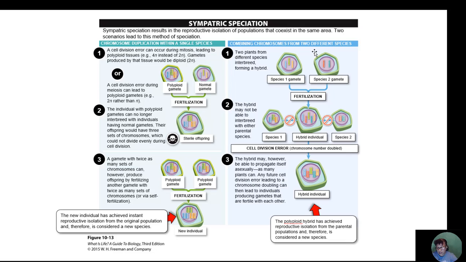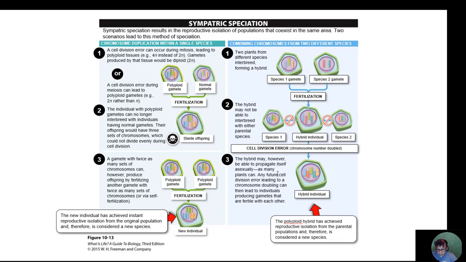When we look at another way that it can happen, here we have combining chromosomes from 2 different species. So 2 plants from different species interbreed, they form this hybrid, okay? Take a look at our chromosomes here. We have gamete 1, gamete 2, fertilizes, we get this hybrid individual. Now, the hybrid may not be able to interbreed with either parental species, right? There could be some barrier there. And then, due to a cell division error, the chromosome numbers are doubled, because you can see they're uneven to start with.